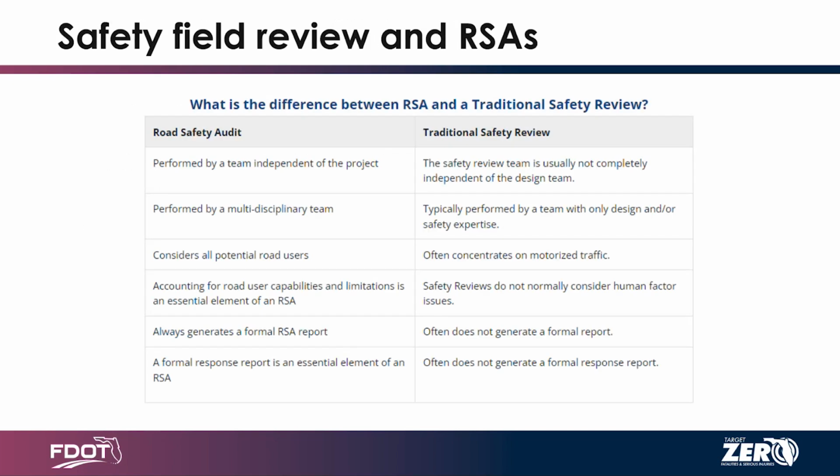This is just a chart that was taken from FHWA. I'll summarize it quickly, but like I said, the big difference between road safety audits and traditional safety field reviews is that there are more formalities with road safety audits. You have a multidisciplinary team that is not an internal design team. You have a much more formal standardized report for road safety audits, and a standardized formal comment and response report as well, whereas safety field reviews are not as formal. You are still including information, but you don't have that standardized template.